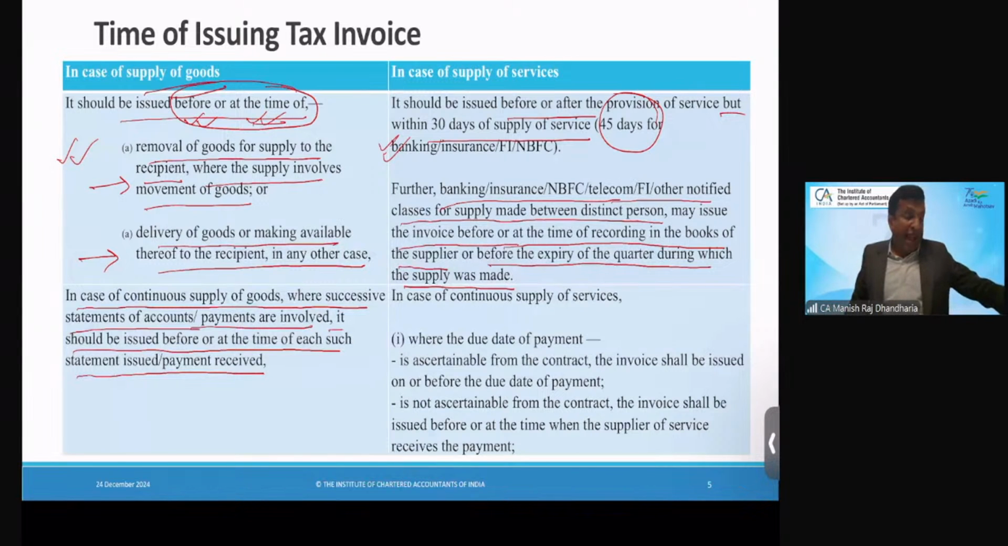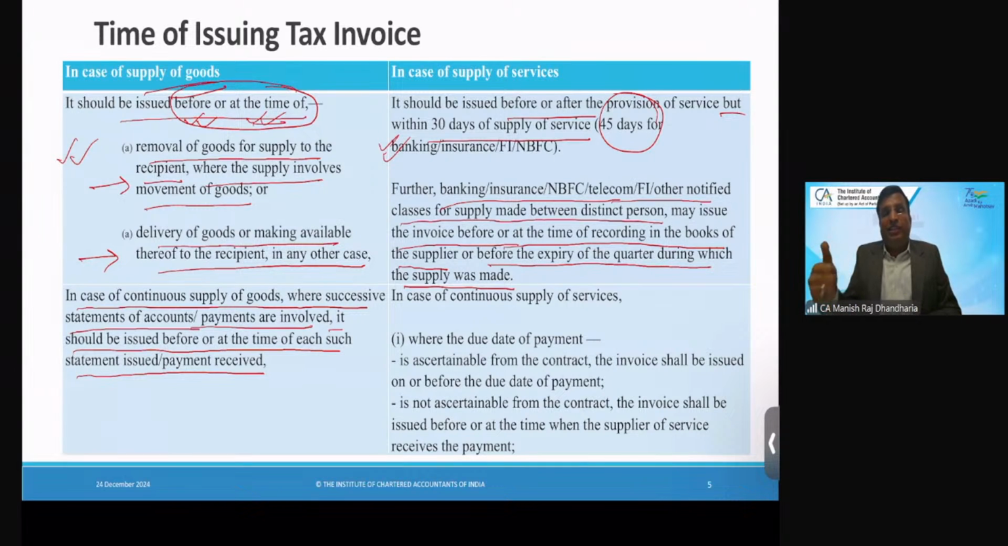at times what happens in the contract itself, it is mentioned that yes, you will get the payment when this event will be completed. If this work will be completed, then you will get the payment. So in that case, when the event will be completed, at that time we will issue the invoice. Again, before that, we can always issue the invoice.